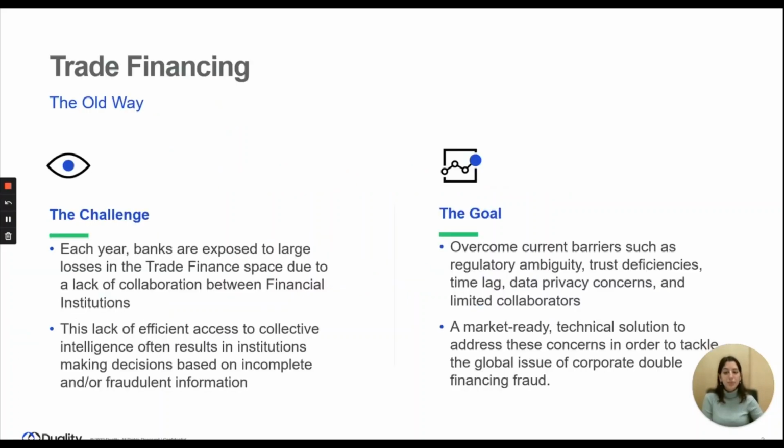Each year, banks are exposed to large losses in the trade finance space because there is a lack of collaboration between these institutions. This collaboration would enable them to identify double finance indicators. The lack of efficient access to collective information results in institutions making decisions based on incomplete and fraudulent information. Our goal is to overcome these barriers, such as trust deficiencies, data privacy concerns, and limited collaborators. Duality offers a market-ready, technical solution to address these concerns in order to tackle the global issue of corporate double financing fraud.